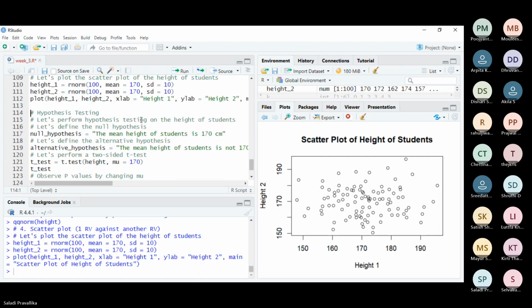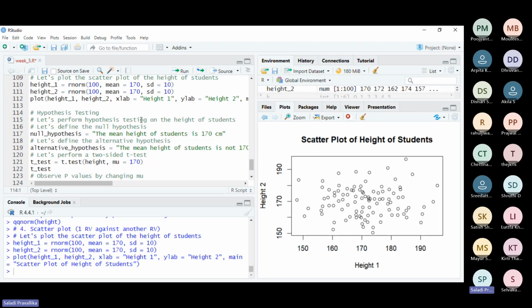And then the final topic that we would cover for today is hypothesis testing. We are going to test something. I might have something in my mind, and I want to know whether that hypothesis is right or wrong. Hypothesis is my assumption that I have made.